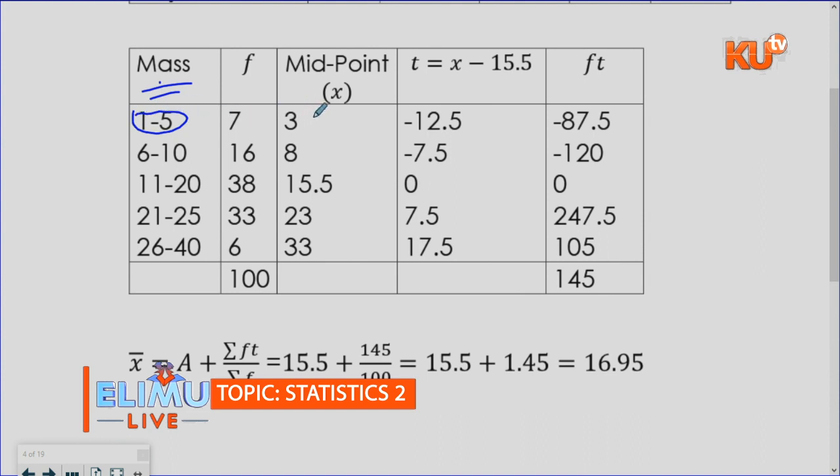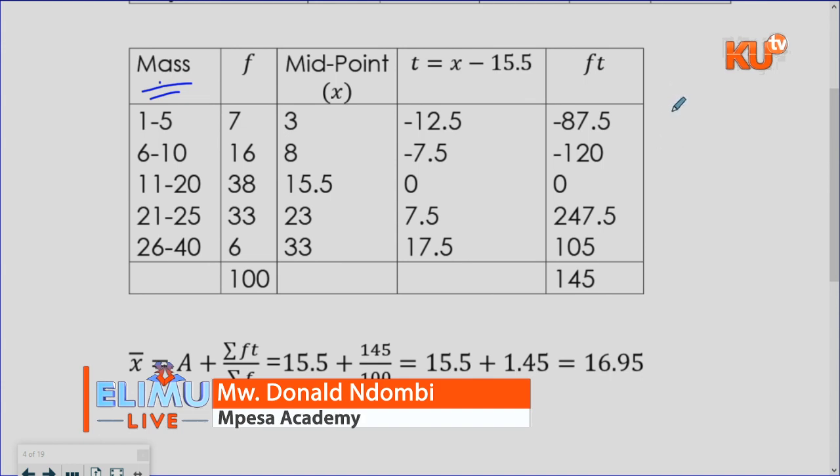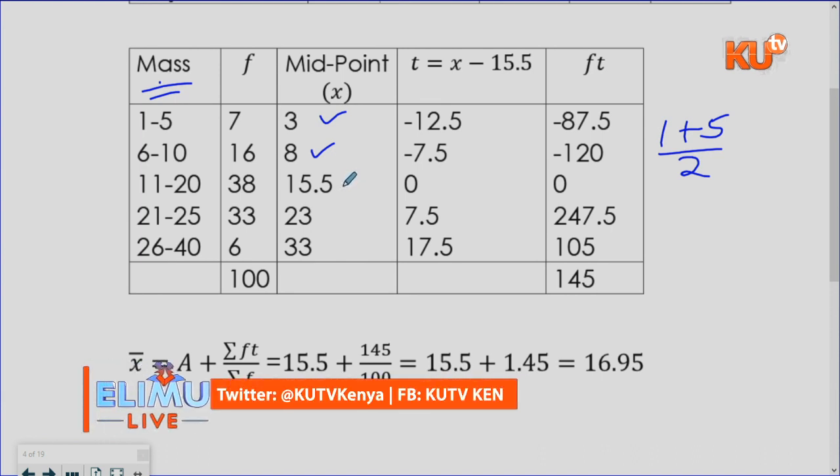So what we do, we find the midpoint of each group. How do you get the midpoint in the first case? You take 1 plus 5, then you divide this by 2. So that will be 6 divided by 2, you get your 3 there. 6 plus 10 is 16 divided by 2, you get 8. 11 plus 20, that should be 31 divided by 2, you get your 15.5. 21 and 25, the sum is 46 divided by 2, you get that. This is 66 divided by 2, you get that. So we don't need these values, we don't need the sum. We only need to use the formula here.